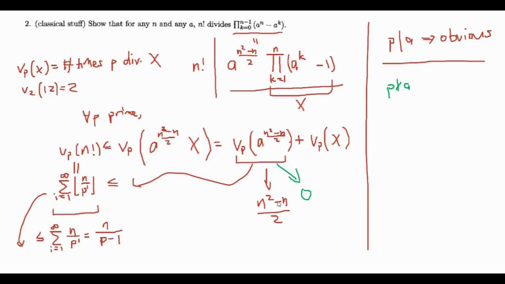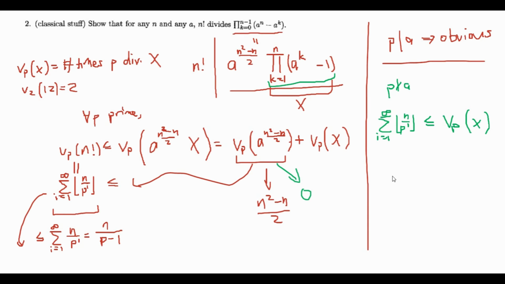So now what remains is we need to prove that vp of n factorial, which we established by Legendre's formula, is just the sum from i equals 1 to infinity of the floor of n over p to the power of i. This is less than or equal to vp of x. And recall that x is the product of this stuff over here. So how do we do this?